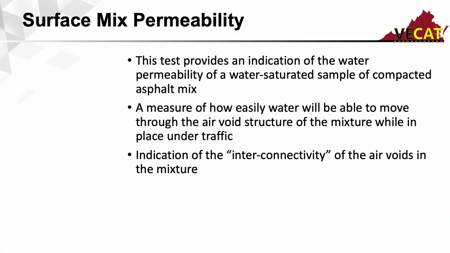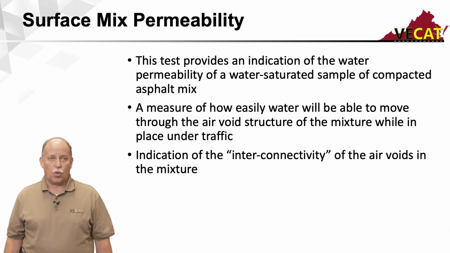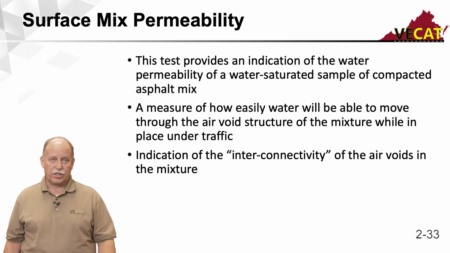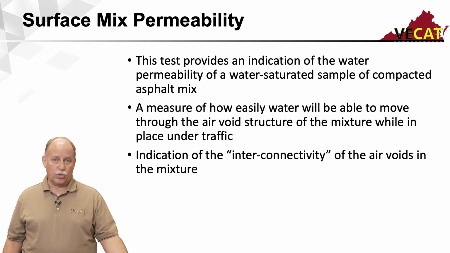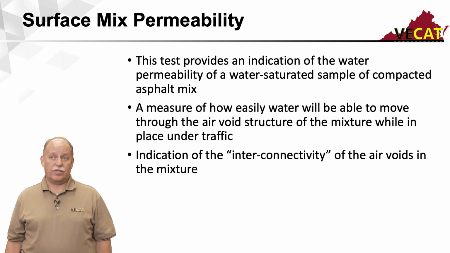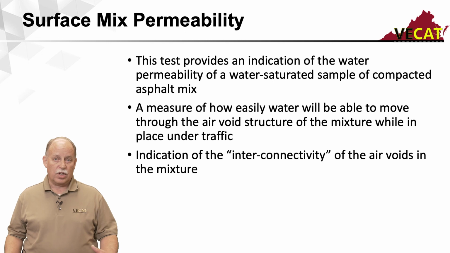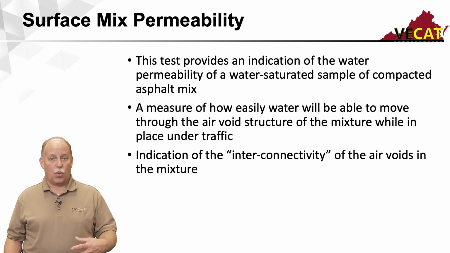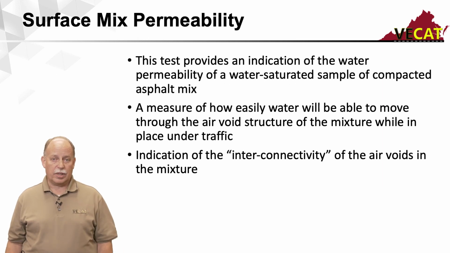Surface mix permeability. The test provides an indication of the water permeability of a water-saturated sample of compacted mix. So that sample is completely saturated. It's a measure of how easily the water will be able to move through the void structure of the mixture while placed under traffic. So you want to determine how quickly that water will actually pass through a specific asphalt mixture. And it's an indication, obviously, of the interconnectivity of those air voids in that mixture. So if the air voids are not connected, then the water will not pass through it very rapidly. If the voids are connected, then the water will rapidly pass through that mixture.